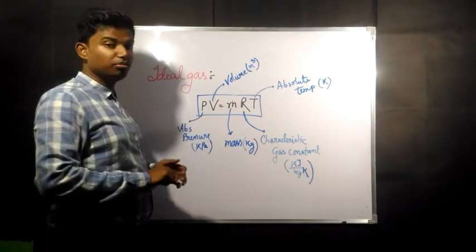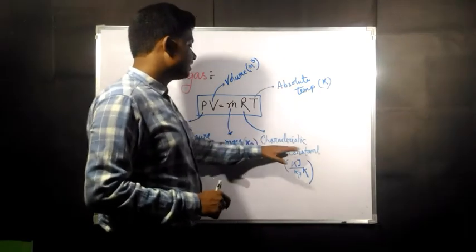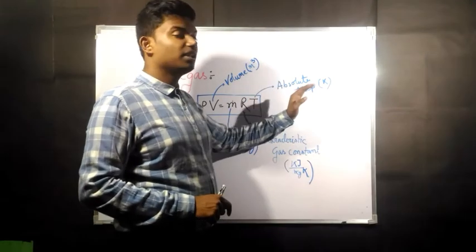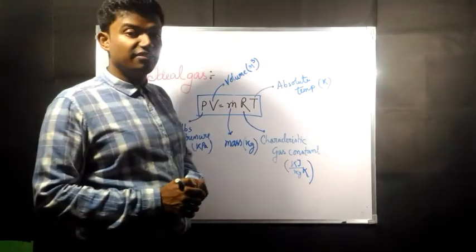V is the volume in meter cube, we all know. m is going to be the mass in kg. R is going to be the characteristic gas constant in kilojoule per kg Kelvin. And T is going to be the absolute temperature whose unit is K, that means Kelvin.